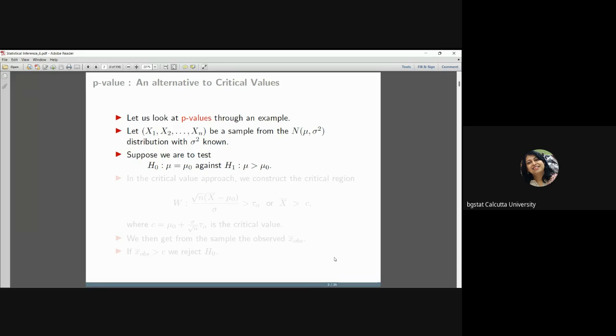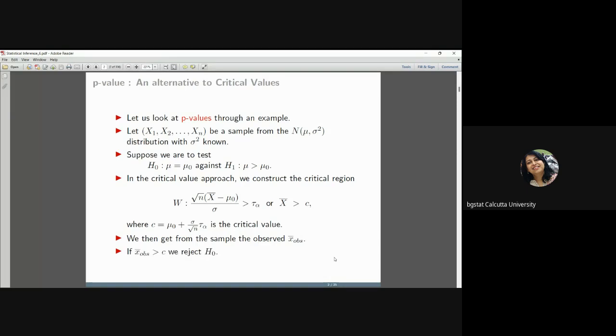Suppose we have a single sample problem and suppose that the data is normal and we want to test mu equal to mu naught against mu greater than mu naught. For the critical value approach, you know that we need to calculate x bar and compare it to the critical value c, where c is given by mu naught plus sigma by root n times tau alpha. Let me assume that sigma is known. In that case, this is the z test which you can perform.